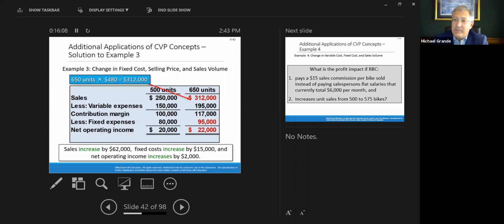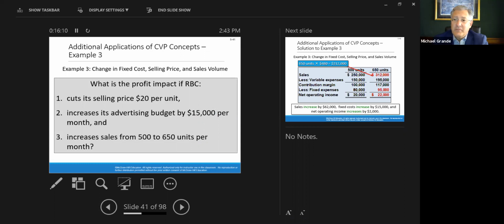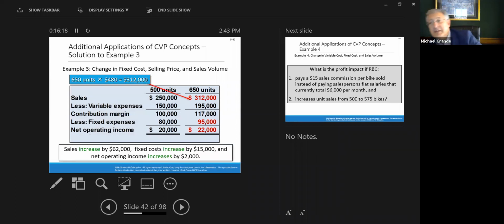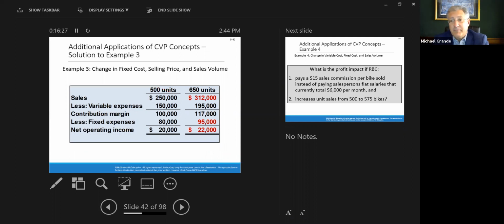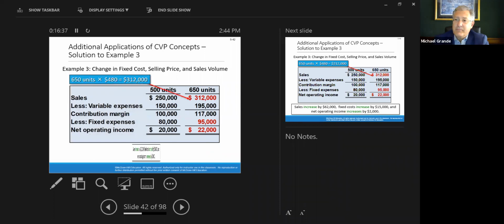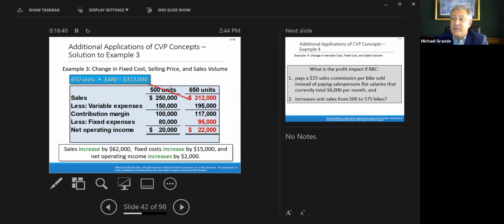The variable expenses, was there a change in the variable expenses? No, no change in the variable expenses. So the variable expenses are going to be 650 units times $300 a unit for $195,000. Fixed expenses go up by $15,000 because they said what? They're going to increase the advertising budget by $15,000 per month. Fixed expenses are now $95,000. Profit goes up by $2,000.